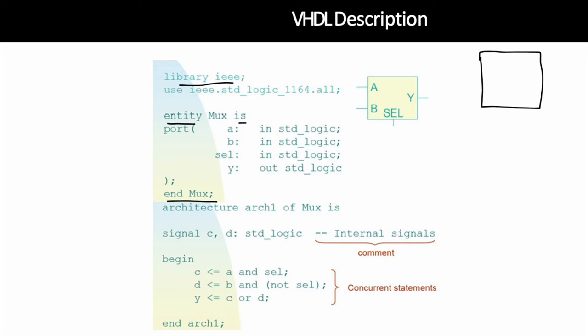So we give it a name. In this particular case, we're about to create a multiplexer, a MUX. You can call the entity anything you want, but in this particular case, we chose to call the entity MUX, multiplexer, right? So the keywords will be underlined in black.